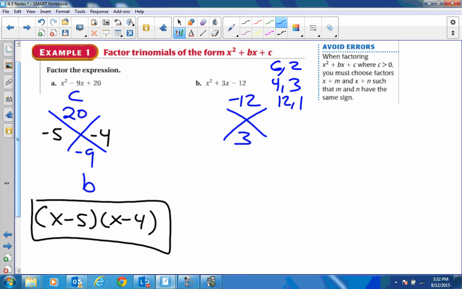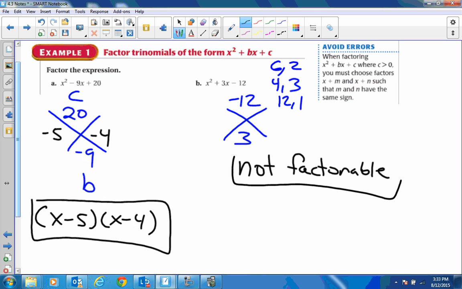6 times 2 is 12 and -12. 4 and 3, 12 and 1. Yeah, there's nothing that's going to multiply to get -12 that's going to add up to get 3. So this one, you'd write not factorable. And that's all you have to write. If it's not factorable, just write that and you are done.